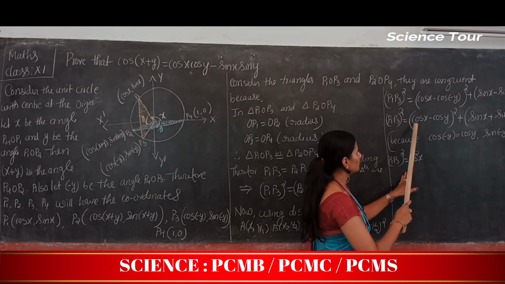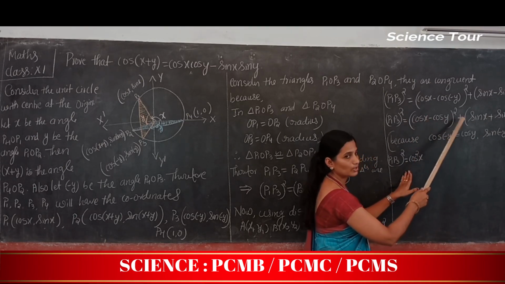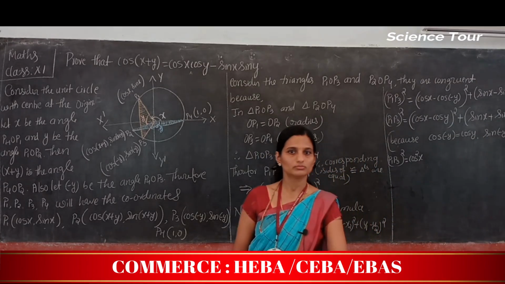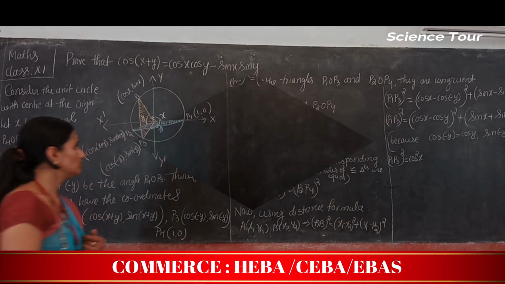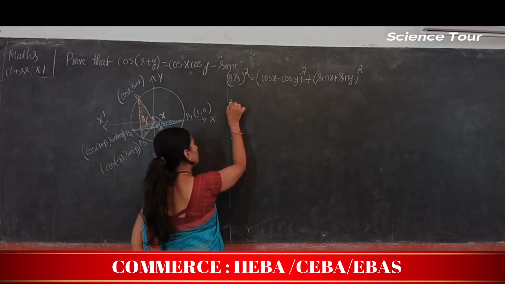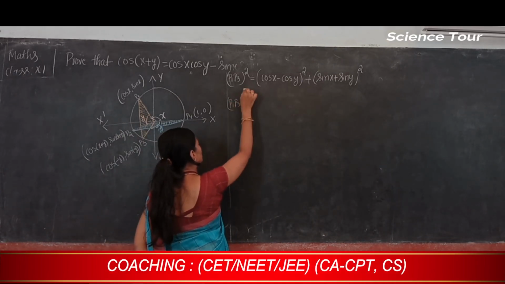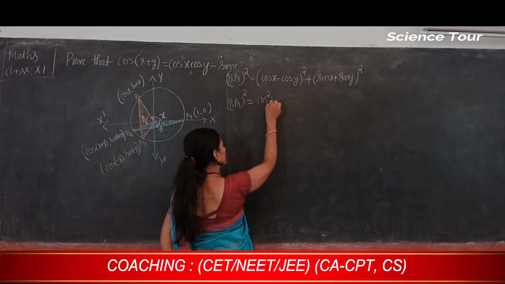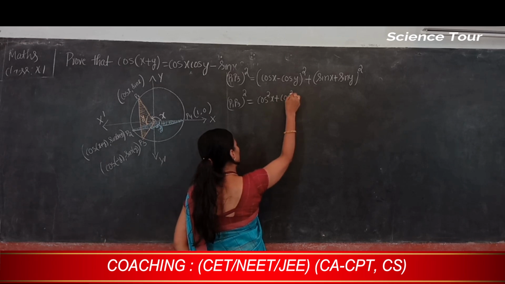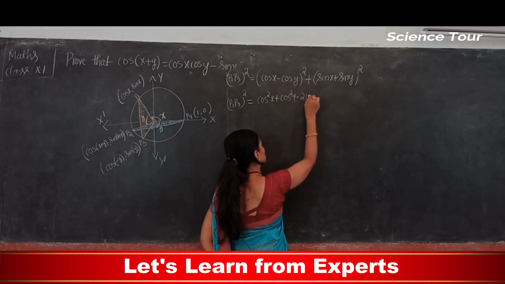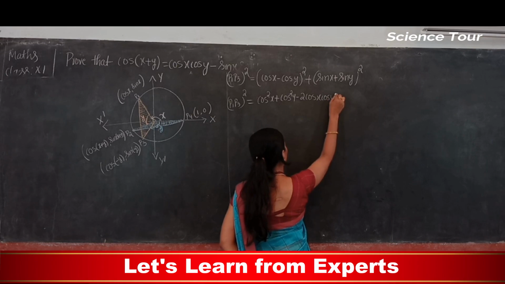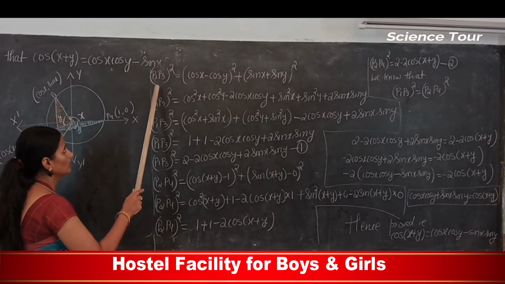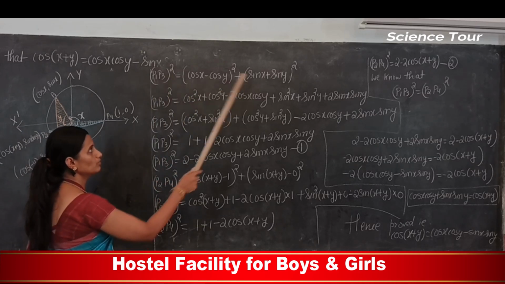So now you have to simplify: what is your (cos x minus cos y) whole square, how to simplify and get your equation number 1. Now next, how to simplify this one? P1 P3 whole square is equal to, by using the formula (a minus b) whole square, cos square x plus cos square y minus 2 cos x cos y. Next, this P1 P3 whole square is equal to this one, right?